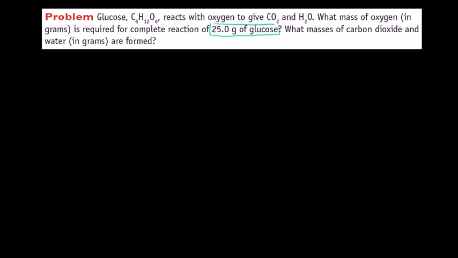So let's first just write the reaction. They're saying glucose reacts with oxygen to give carbon dioxide and water. So glucose, C6H12O6, reacts with oxygen, oxygen in its molecular form, there's 2 atoms there, to give, the products are carbon dioxide and water.